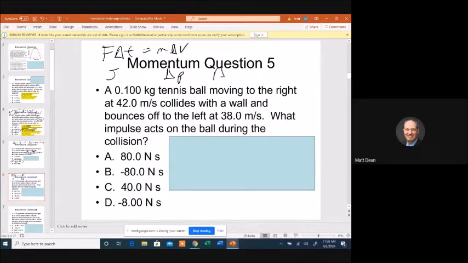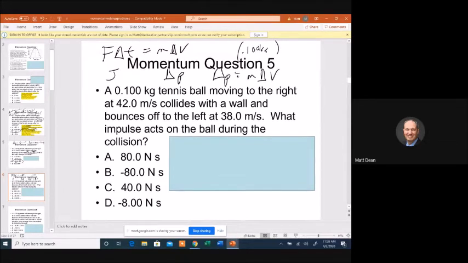So our change in momentum is equal to m delta v. Our mass here is 0.1. And remember, we just calculated our change in velocity was negative 80. So when we multiply that out, we're going to end up with negative 8 kilogram meters per second, which is equivalent to a newton times a second. So we're looking at D there as our answer.